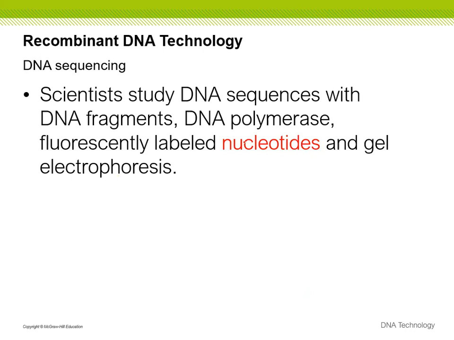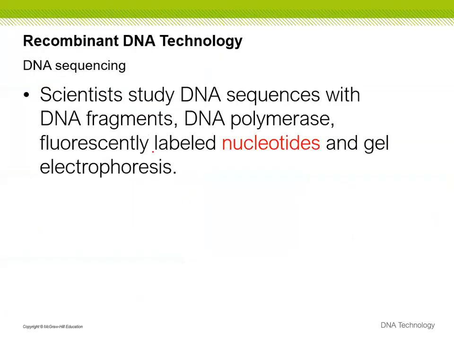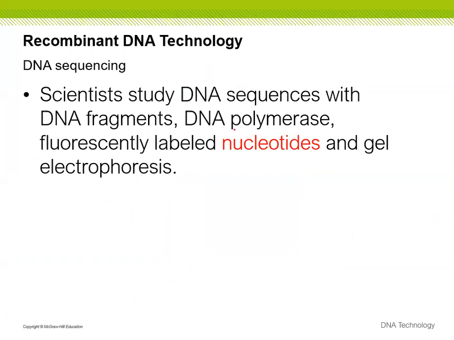Okay. So again, what are nucleotides again? It's these things, GATCs. So what I do is I label them. I fluorescently label them. It's a way to make sure you can track them, right? It's a dye. So what do I do with this? How do I study these sequences with this?